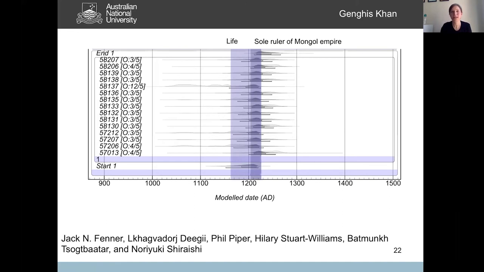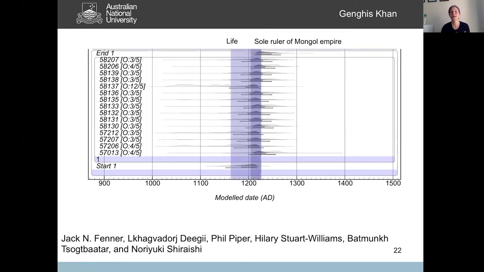And we can see this here is our start date for the site, and this is the end date for the site. And you can see that they all line up very, very closely, and they line up basically entirely within the lifespan of Genghis Khan. So this is this paler distribution from here to here, so 1162 to 1227. And they are most likely, in fact, even to be within the reign of Genghis Khan. So this even shorter period here. So we can say from a chronological basis, this site was almost certainly occupied during the reign of Genghis Khan.